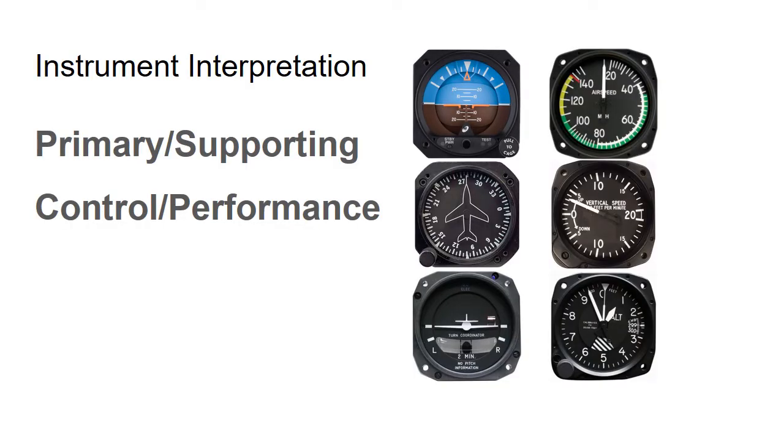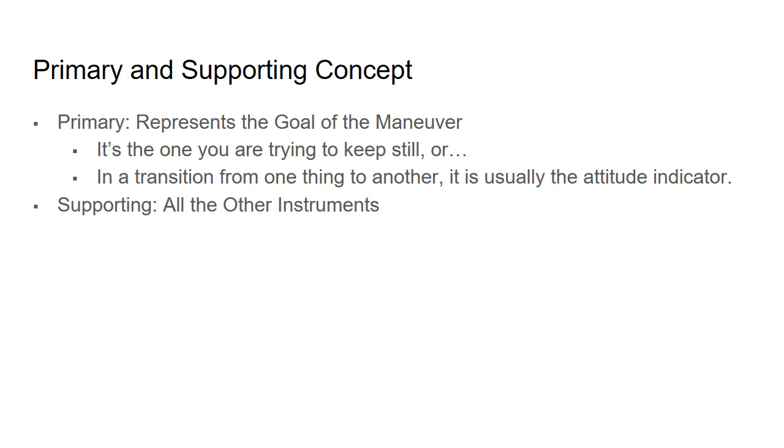When we're interpreting our instruments, there are a couple of approaches that people take. Both are important. They are primary and supporting, and control and performance. We'll start with primary and supporting. Looking at things this way, the pilot controls the aircraft by dividing the instruments into the primary means of information and the supporting means of information, depending on which task is being done.